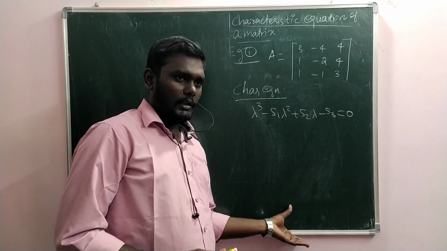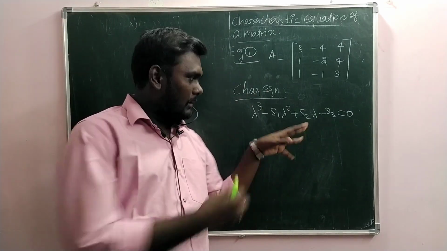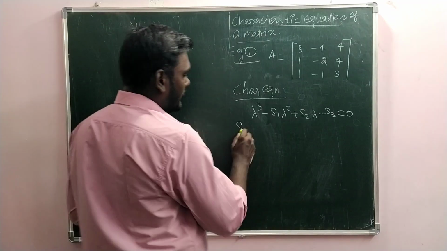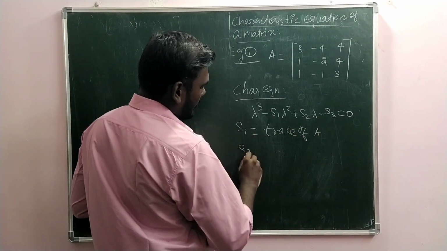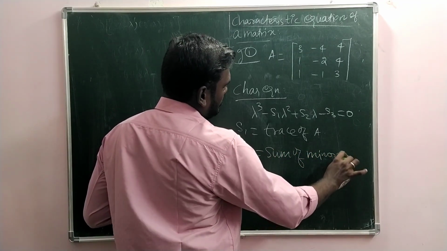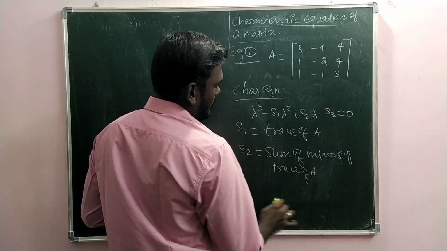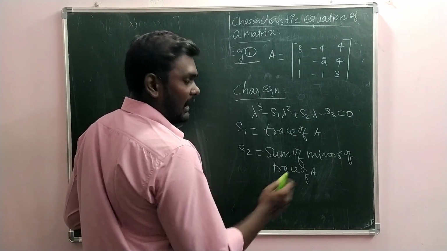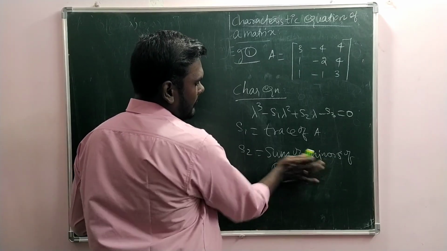That we worked out now, this is much longer. Directly you can use this. I just wanted to tell you that is how we should work it out actually, but we are using the shortcut. Okay. So here S1 is what? Trace of A, and S2 is the sum of minors of the trace of A. Okay. Elements in the trace are the diagonal elements.